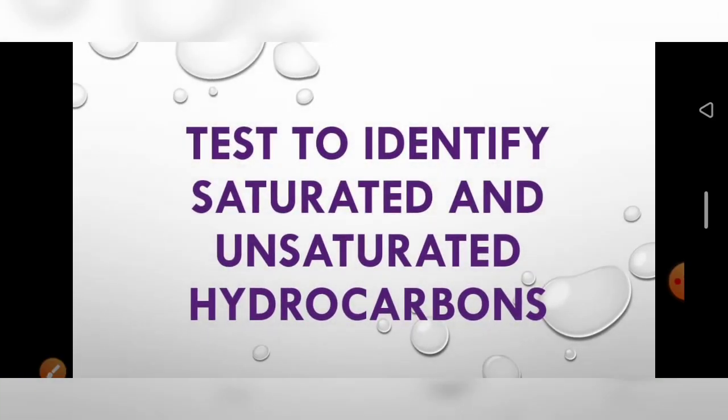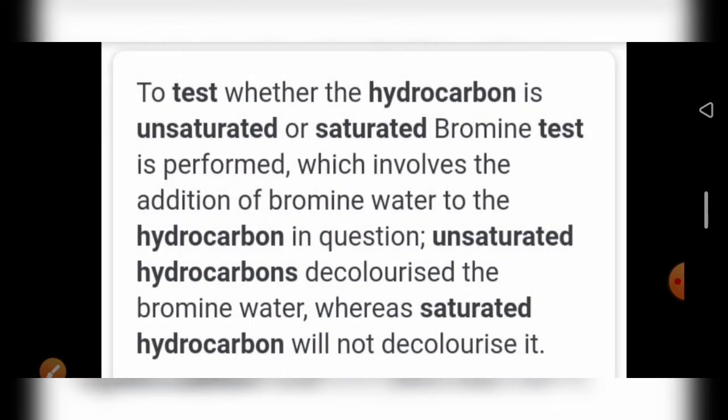Okay. Next, to test and identify saturated and unsaturated hydrocarbons. How will it be tested? To test whether a hydrocarbon is unsaturated or saturated, we use bromine water, which involves adding bromine water to the hydrocarbon. Unsaturated hydrocarbons decolorize it. The bromine water color is orange, whereas saturated hydrocarbons will not decolorize it. The original color remains. That is known as the saturated and unsaturated test.